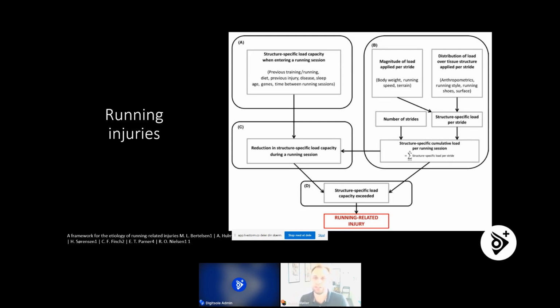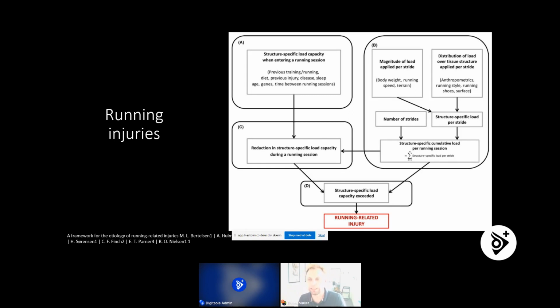What do we do in the running session? What is our body weight? How do we run? What kind of speed? What kind of terrain? How do we look? The anthropometrics, as we saw from Kidding, the running style, the running shoes, the surface, and all these aspects are put into a structure specific load per stride. So how we move in the running session is related to a specific load per stride.